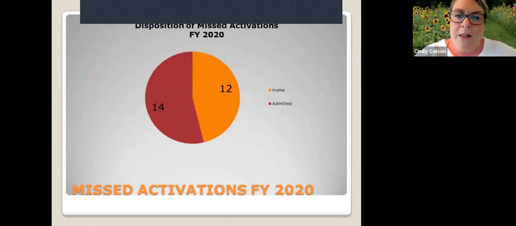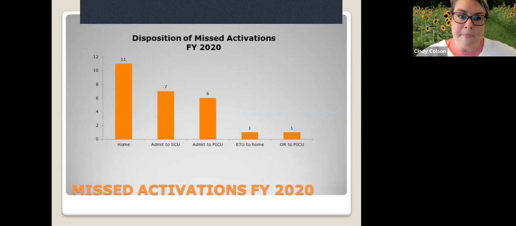So I looked at where all of these kids that are missed go. Do they all go home? Do any of them go to the OR? What we found is 14 out of the 26 are admitted to the hospital, either to surgical care or the PICU, and 12 are sent home. Then I looked at how many were going to surgical care and how many were going to the PICU, because when we're missing activations, we want to know: did it really matter? Did it matter that they didn't have the trauma team?